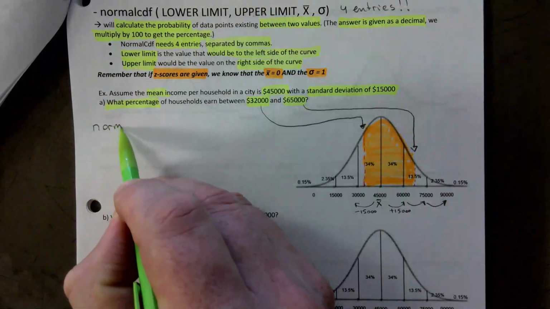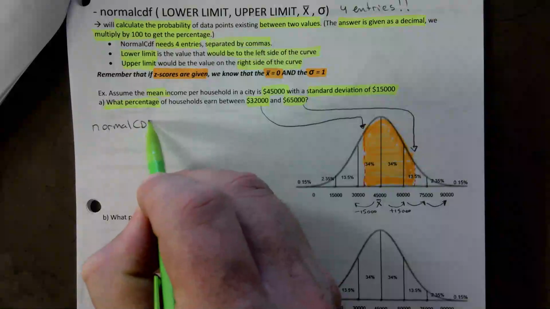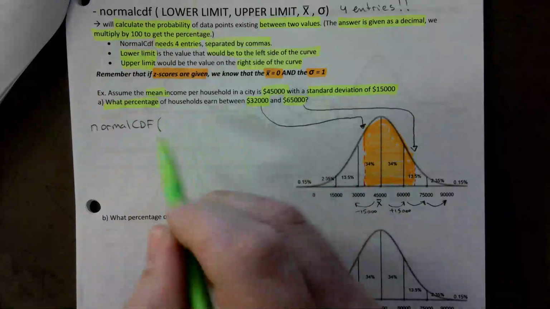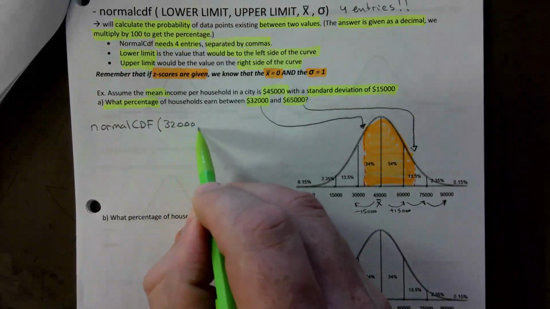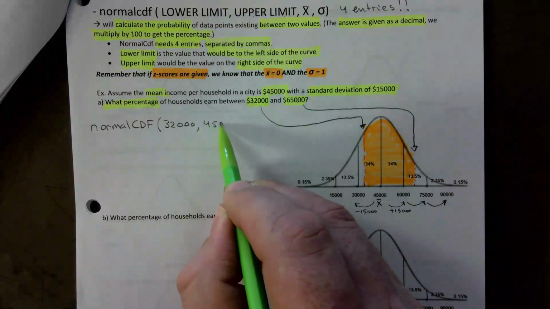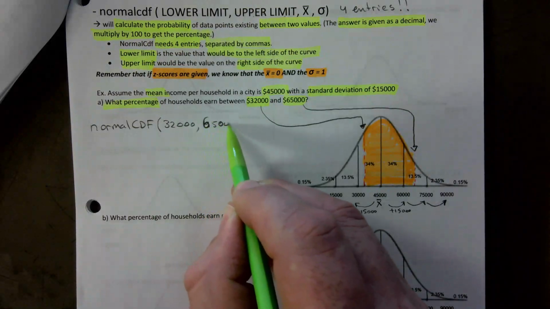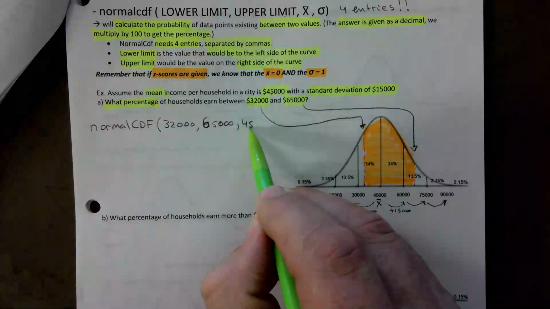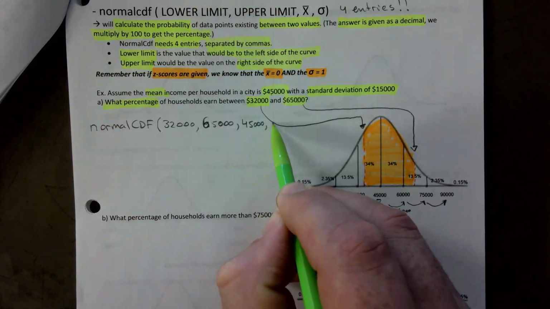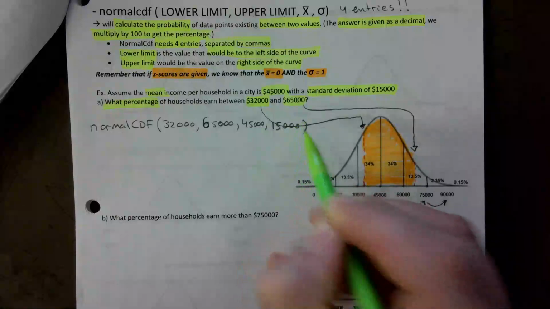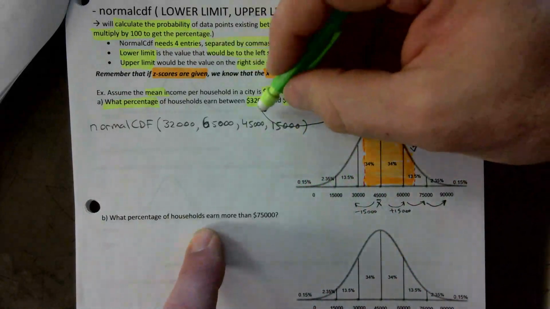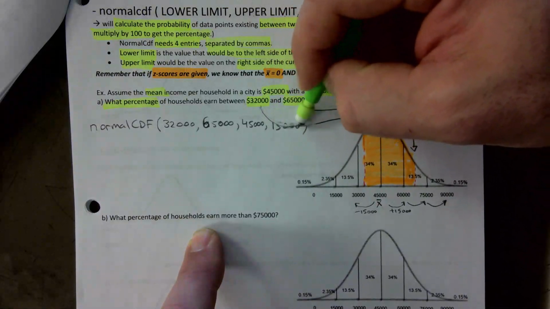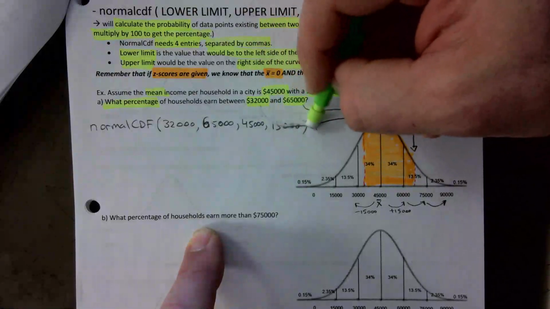Normal CDF. So I expect you to write this down on your paper, on your AC quiz, what have you. So you go 32,000. That's the low limit. 65,000 is the high. And what's my mean and standard deviation? I already know that. That's 45,000 and 15,000. And I just made my life harder here by putting these arrows in, so I'm just going to move the arrow. It's all good.